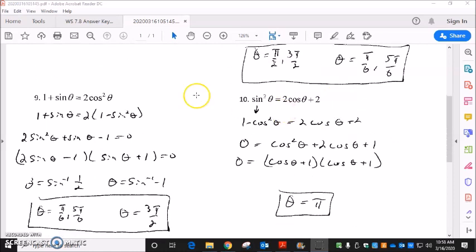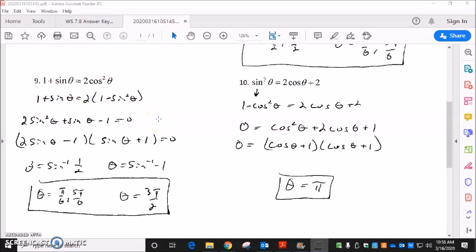Number 9, I had a sine and I had a cosine squared, so I rewrote the cosine squared as 1 minus sine squared, and then I had a quadratic with just one variable to deal with. Number 10, I rewrote sine squared as 1 minus cosine squared so that I would have everything in terms of the same variable.